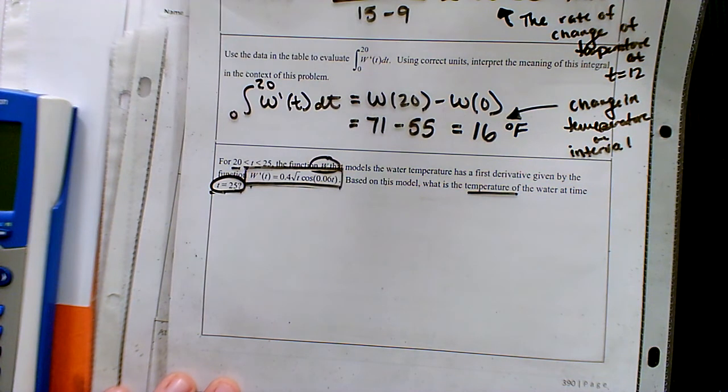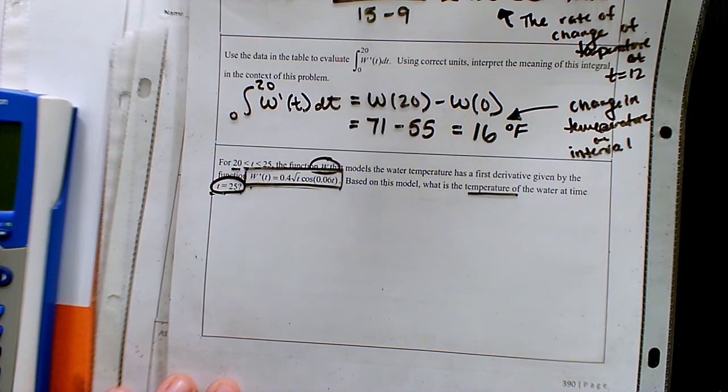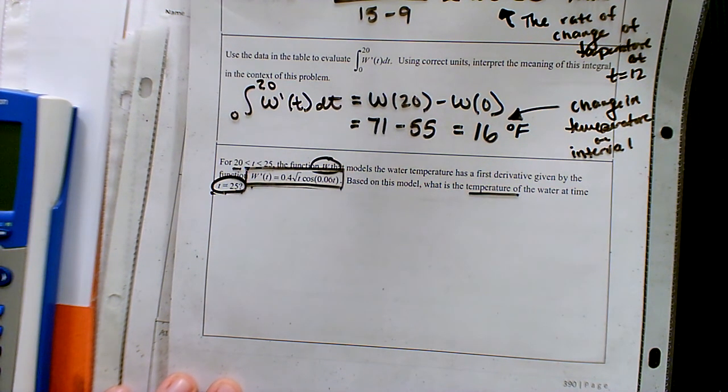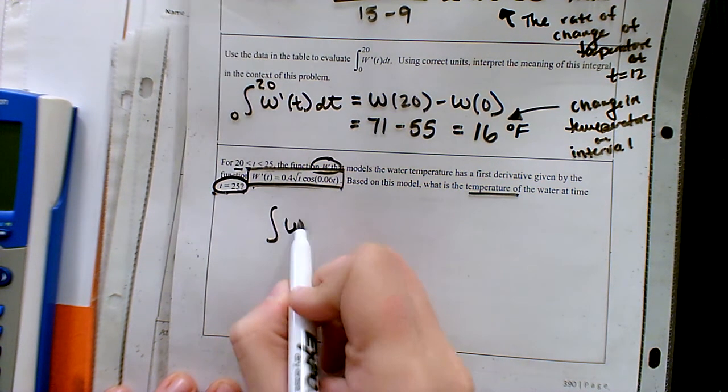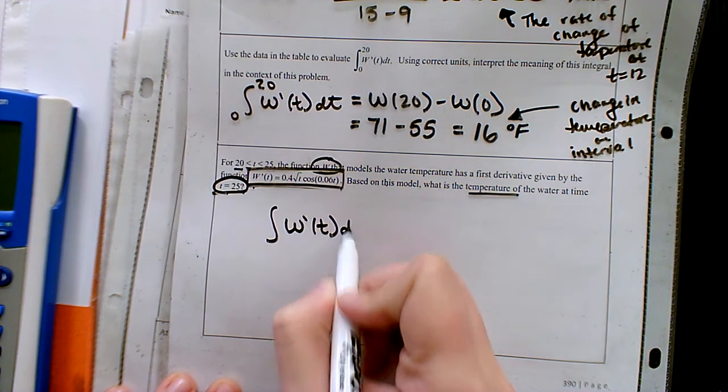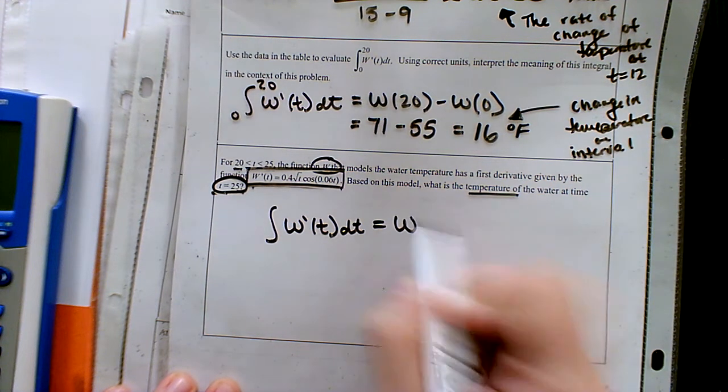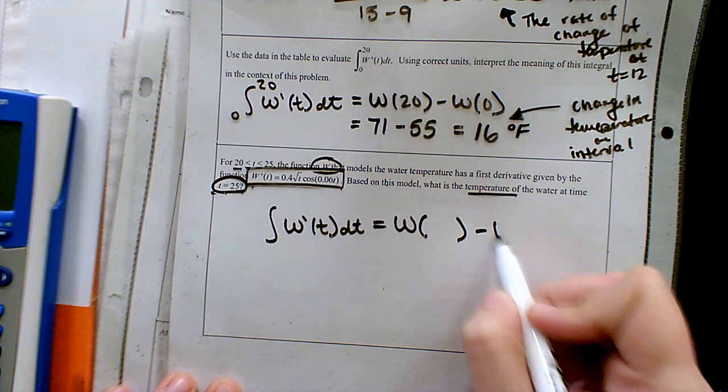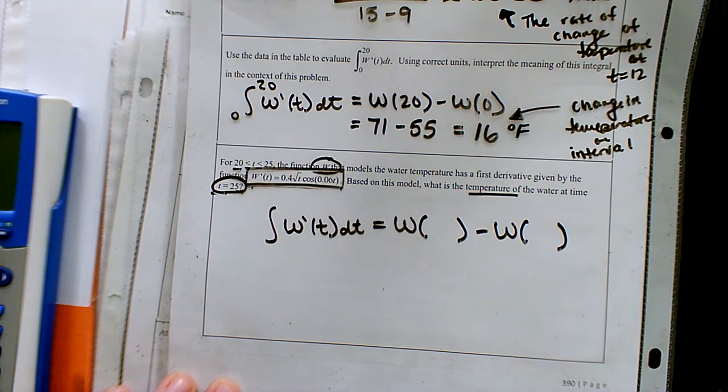I think it's going to be greater than 71, because it's strictly increasing, so it's going to go up. So that's one way we can check our work. You have to take the antiderivative of that, then plug 25 in. If we were to integrate W prime, we would get W at some value minus W at another value. The question is, what are the values we're going to use?